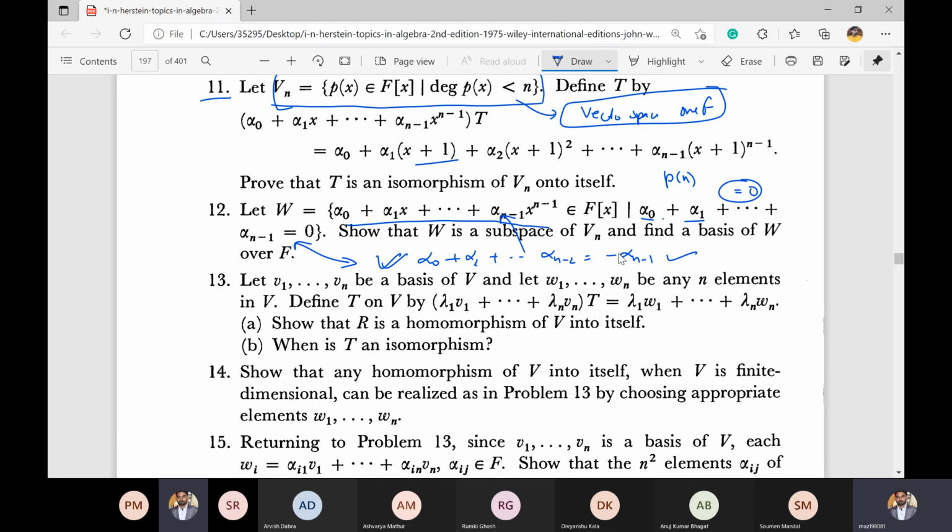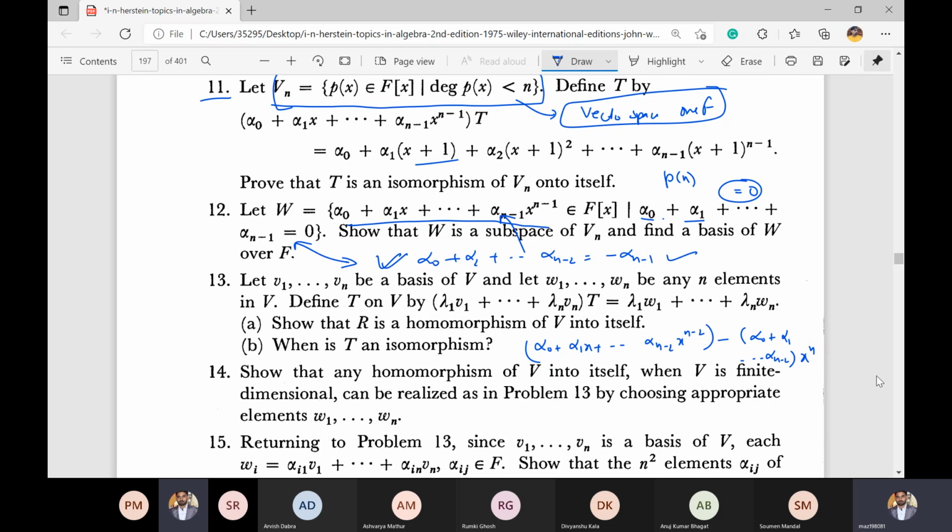What does it mean? How will you write? You can write this polynomial. So you will write alpha 0 plus alpha 1 x plus up to alpha n minus 2 x power n minus 2, minus alpha n minus 1. Sorry, a little bit tricky one. Alpha 0 plus alpha 1 dot dot dot alpha n minus 2 x power n. This will form an element of this.